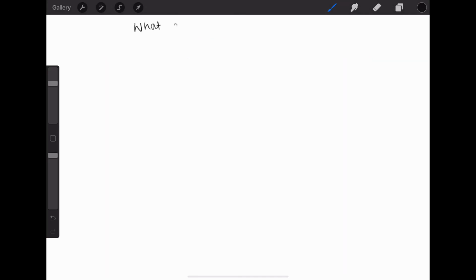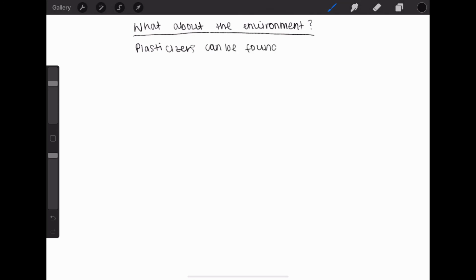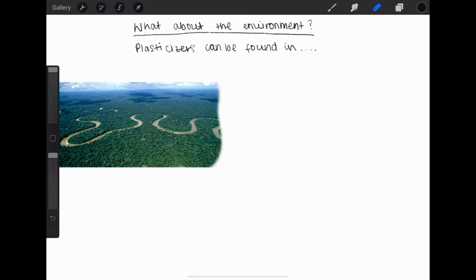So what about the environment? Of course, humans weren't the only ones affected by the wide use of plasticizers. The environment has also taken a heavy hit, as plasticizers can now be found almost anywhere and in anything, having spread to even the most remote areas of the world, like the Amazon rainforests and the Arctic Circle.